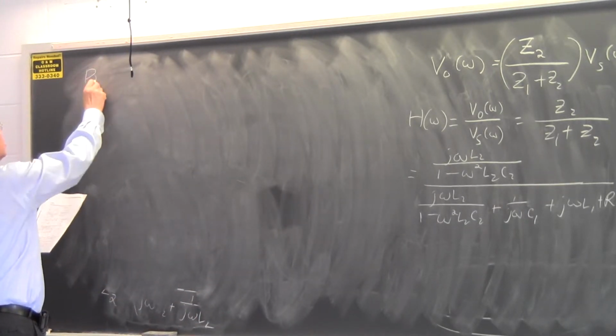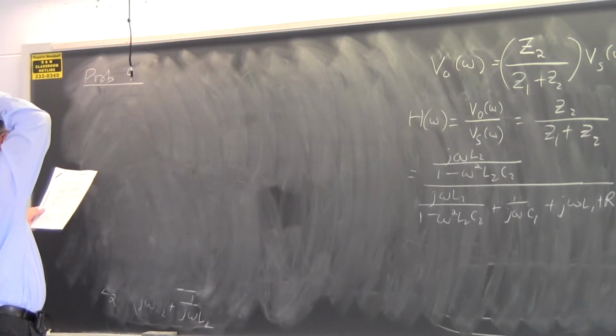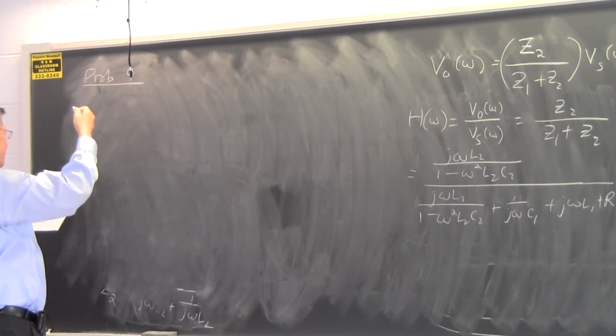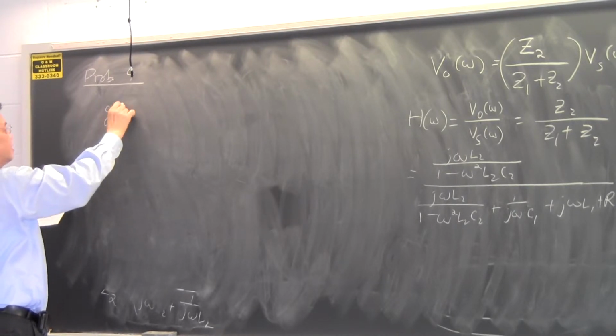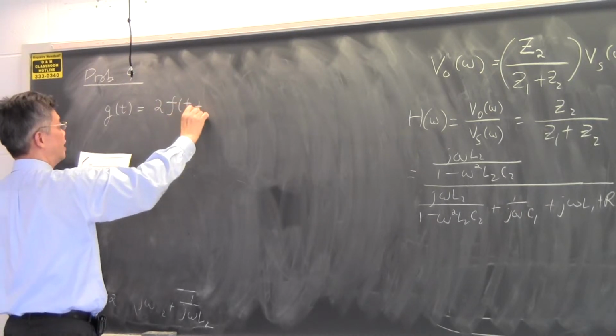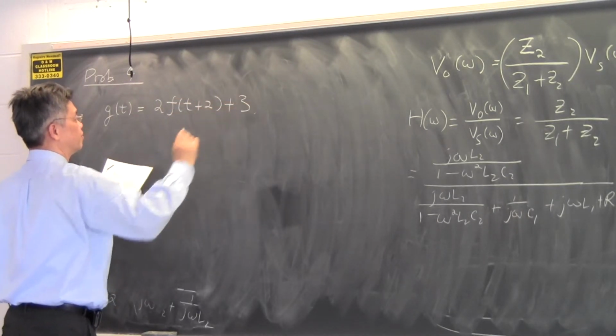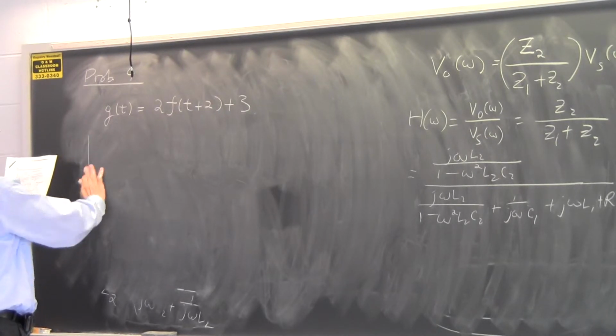Problem 4. You're given two signals. One is called f of t, the other one is called g of t. And the first thing you have to recognize is that the two signals are related by this relationship. Okay, if I were to draw them out, they look something like this.